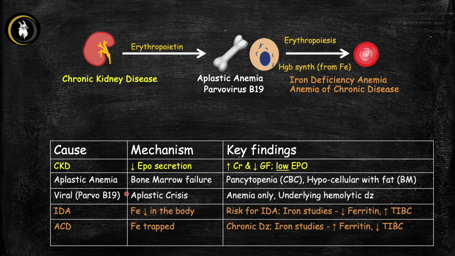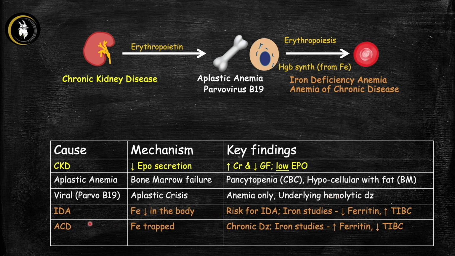In aplastic anemia and Parvo B19, the problem is in the bone marrow. The difference is that in aplastic anemia, we're going to have problems with all the hematopoietic stem cells. So we get pancytopenia, and the bone marrow biopsy is going to show a hypocellular marrow with fatty infiltration. Whereas in Parvo B19, which causes aplastic crisis, not anemia, this is going to affect just the red blood cell precursors. So we get anemia only, not pancytopenia, and it's going to primarily just affect people with underlying red blood cell disorders like hemolytic diseases.